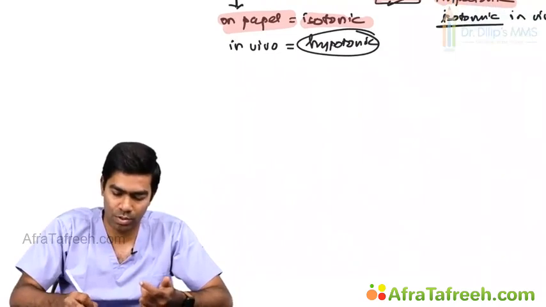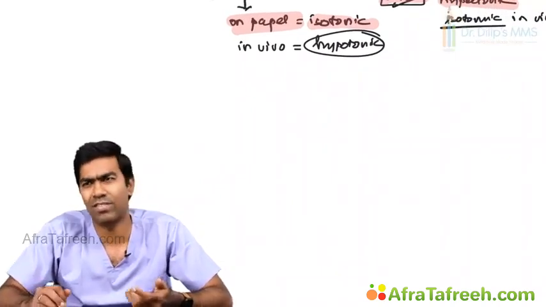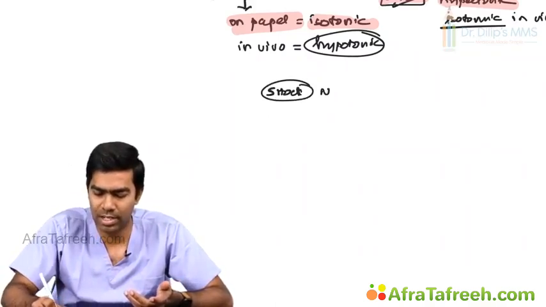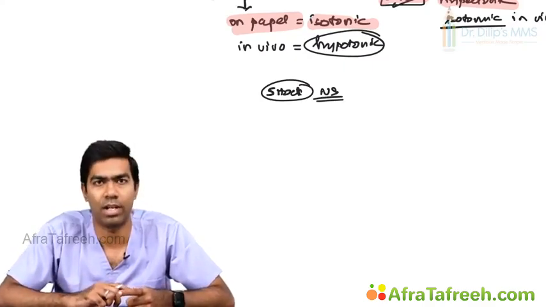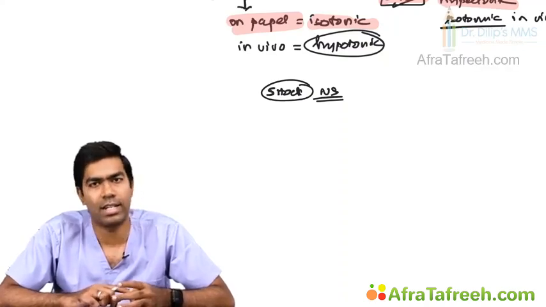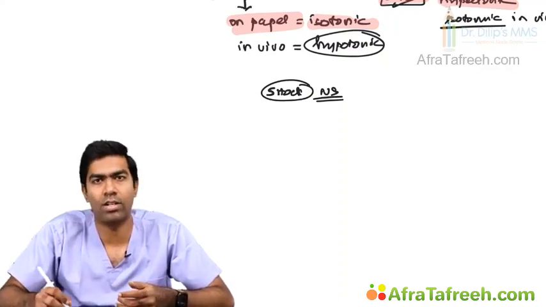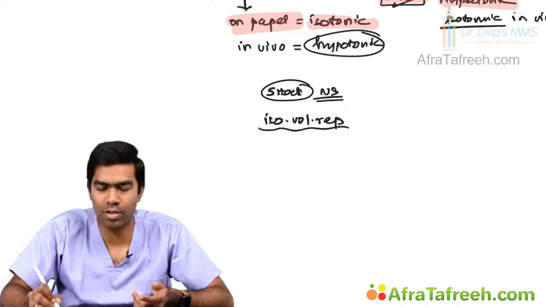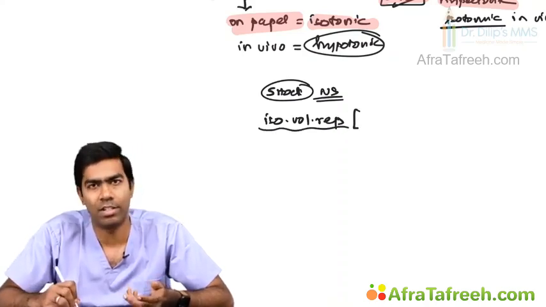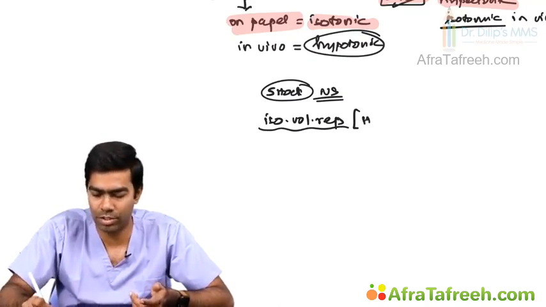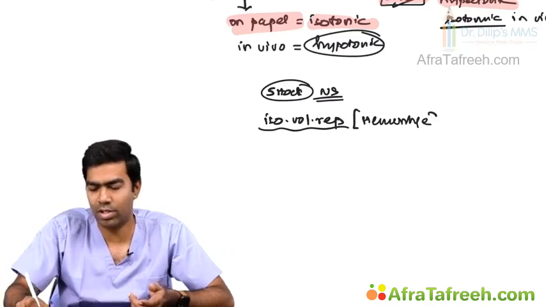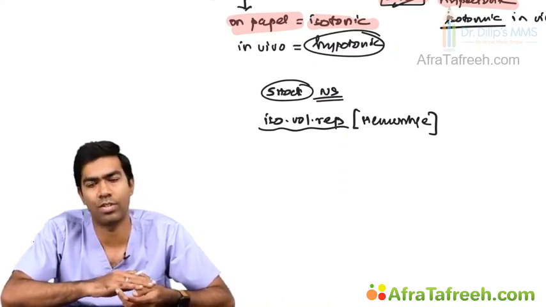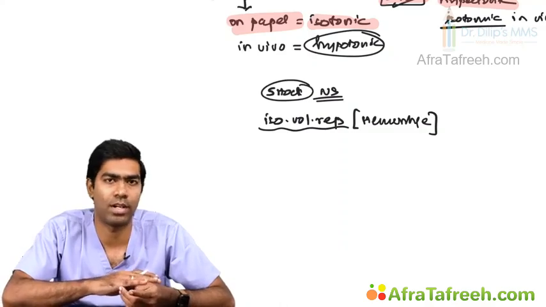Okay, what are the uses of these solutions? Uses of isotonic solutions, very simple. The best use of isotonic solution will be in shock states. Especially NS is the preferred fluid and crystalloid for shock. And second, when you need isotonic volume replacement, especially when the patient is having hemorrhage. Sodium will not change, no fluid shift will happen. So definitely you are going to treat with normal saline or Ringer's lactate.